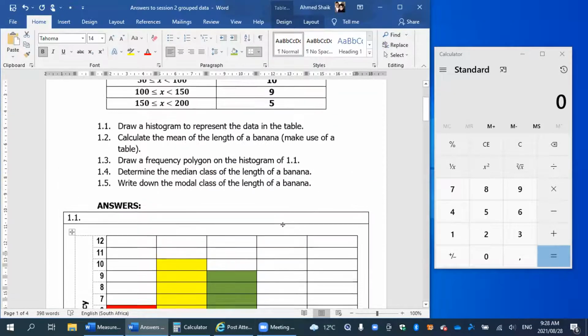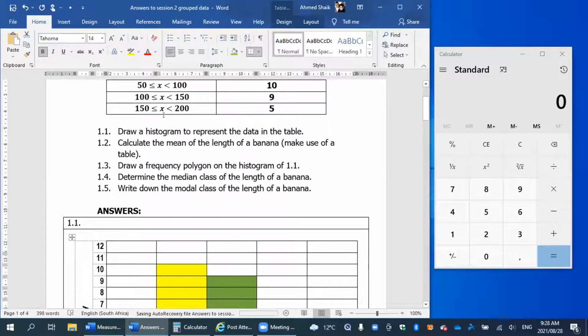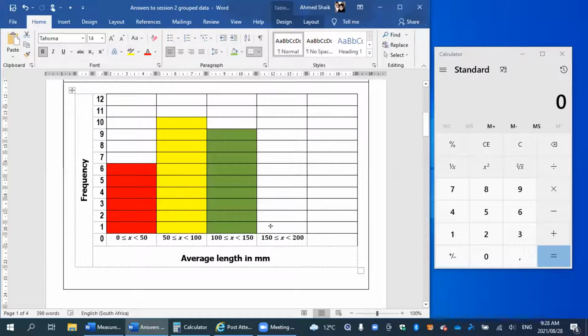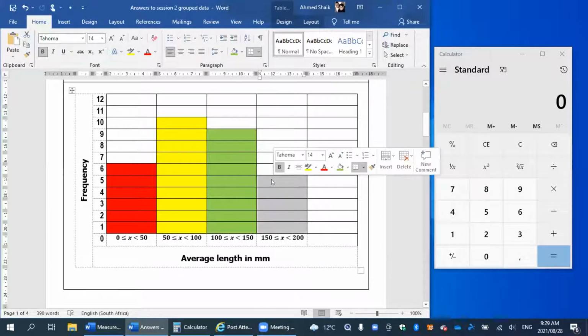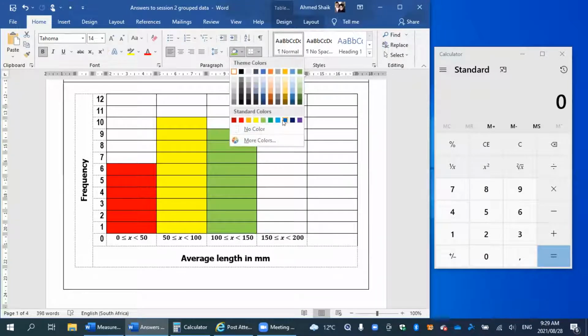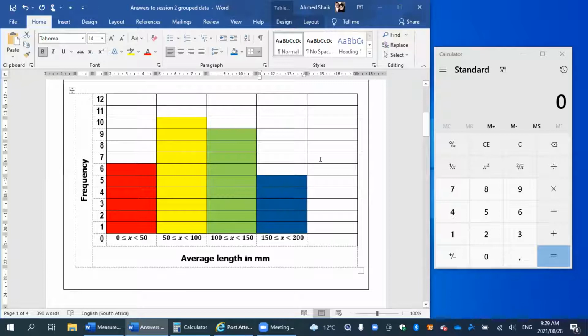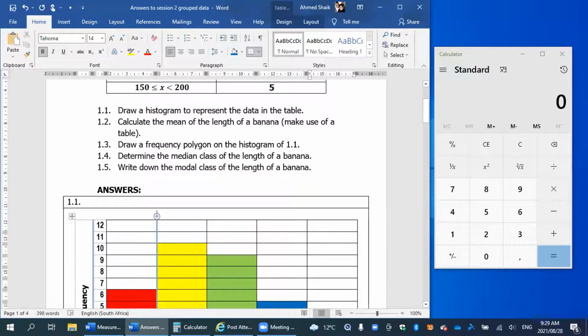And the last interval, which was 150, which is less than or equal to x, less than 200, and that had a frequency of 5. So I'm going to highlight from 0 to 5. And let's make that blue. And that should be your histogram for 1.1. Okay, let's look at 1.2.